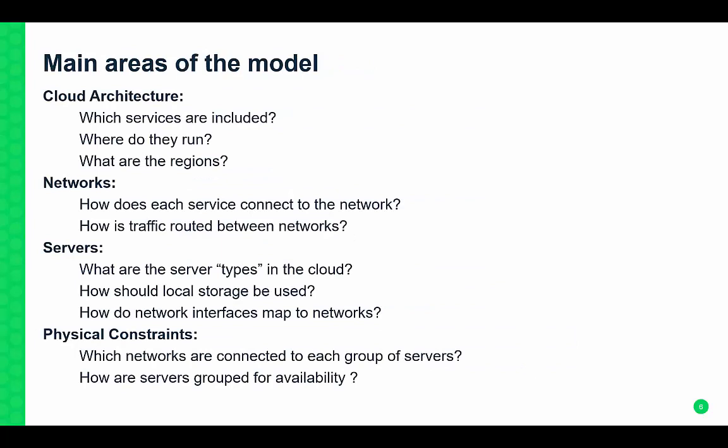We also need to understand how these objects are used. For our cloud architecture, which services are included? Where do they run? What region are they in? For our networks, how does each service connect to the network? How is traffic routed between networks? Servers. What are the different server types in the cloud? How should the local storage be used? How do network interfaces map to specific networks? And finally, physical constraints. Which networks are connected to which sets of servers? And how are the servers grouped for availability?